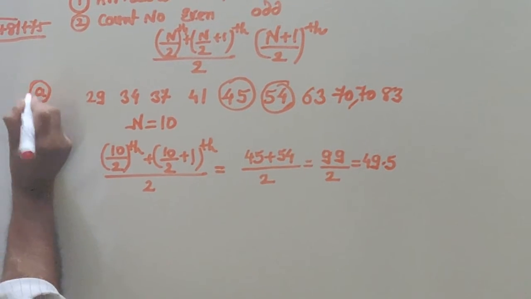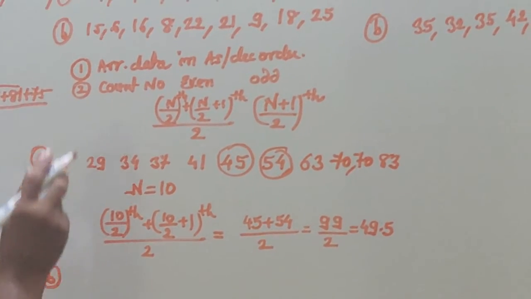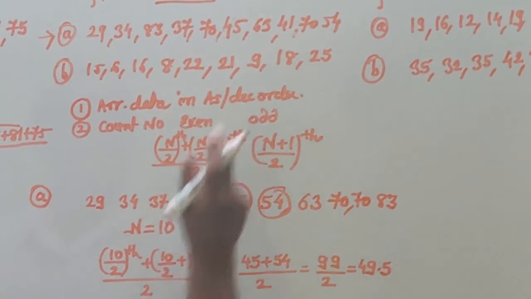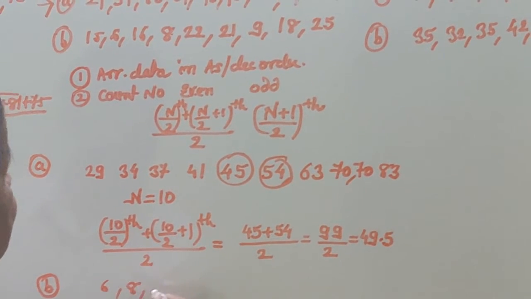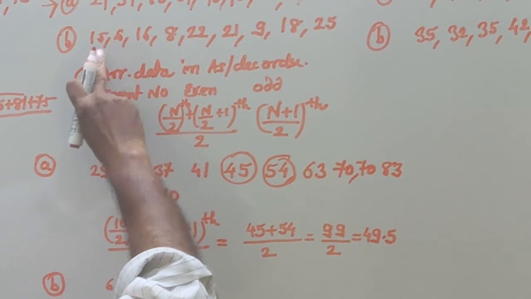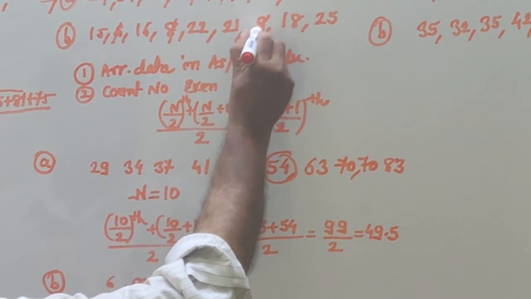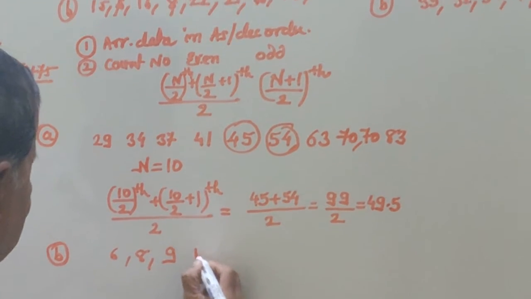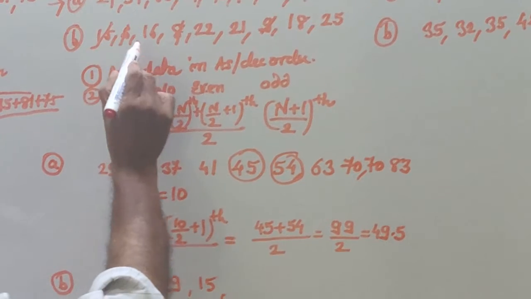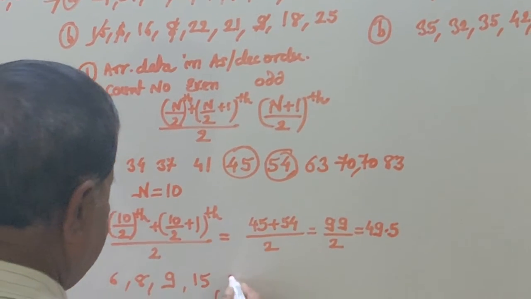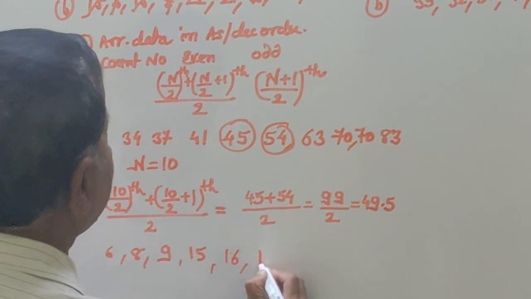The problem number B. Okay. This is very easy one. Now what is the lowest number? Is 6. Okay. Then which number is there? 8 is there. Then 9. After 6, 8 and lowest 15 is there. Okay. One time. Then 15 is over. 16 is also one time. Means this. And then 18 will come here.